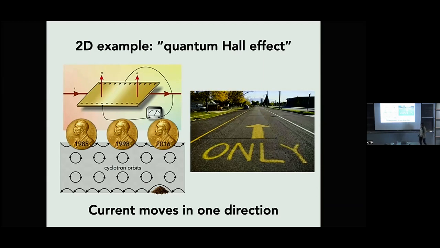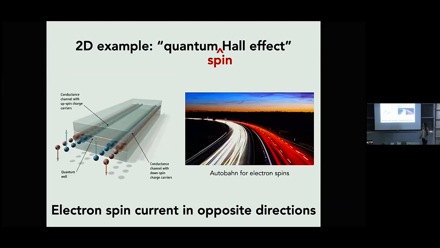But then you could further ask, if I have no magnetic field and no magnetic material, can I have some analog of this? And so this is our second 2D example. This is called the quantum spin Hall effect. And what this really cool picture is showing is that there's a spin down channel going in one direction and spin up in the other.